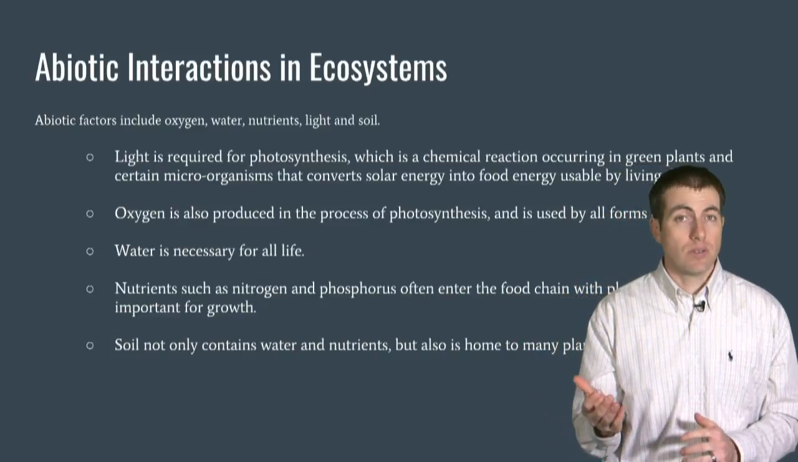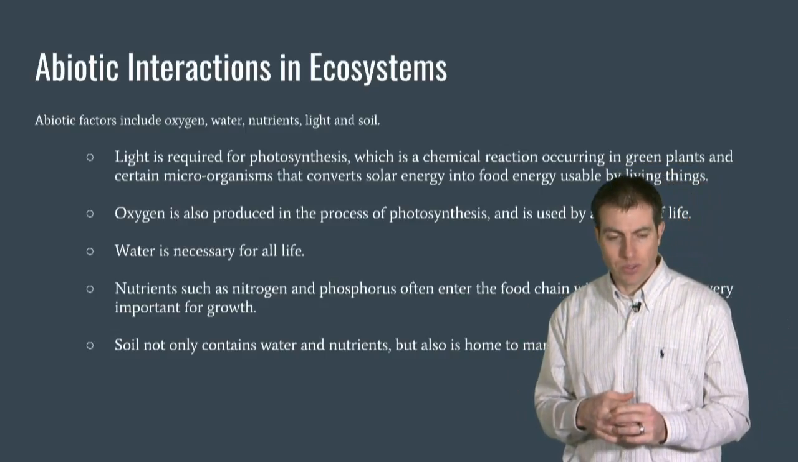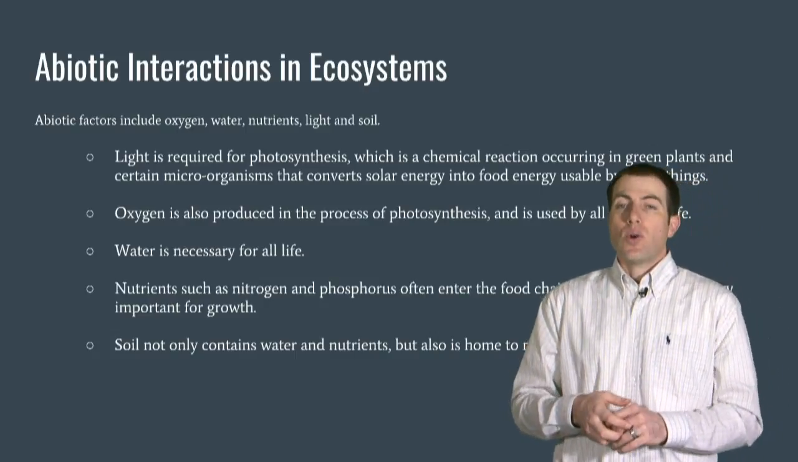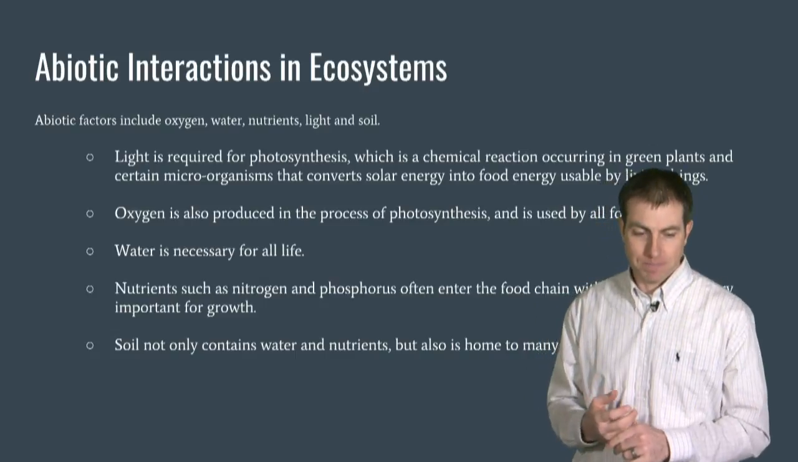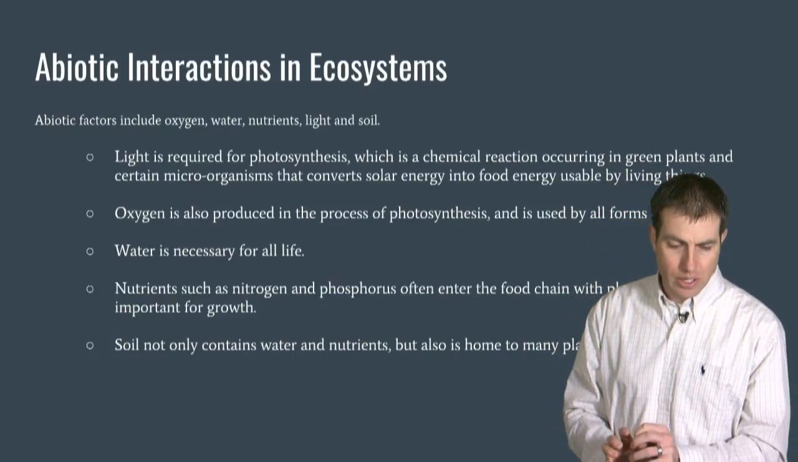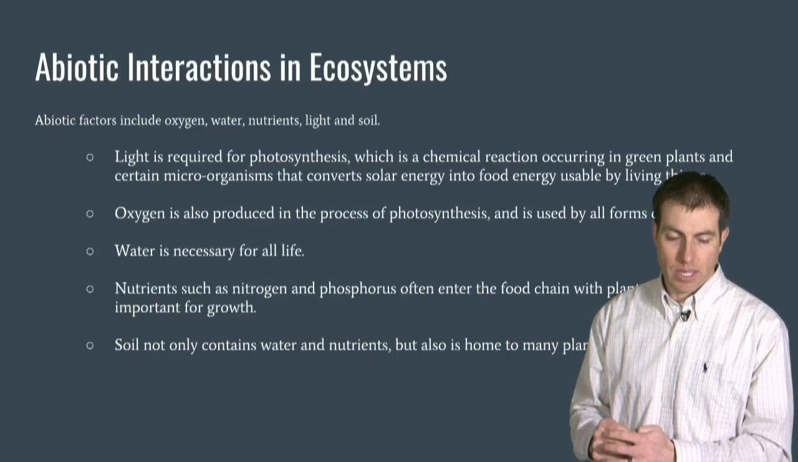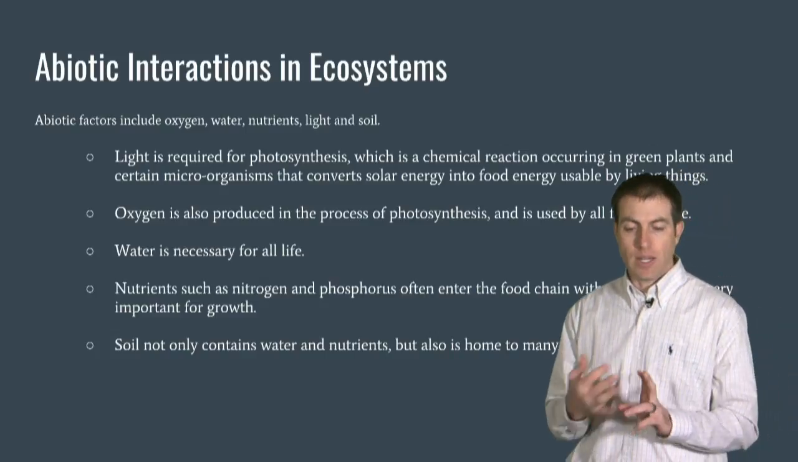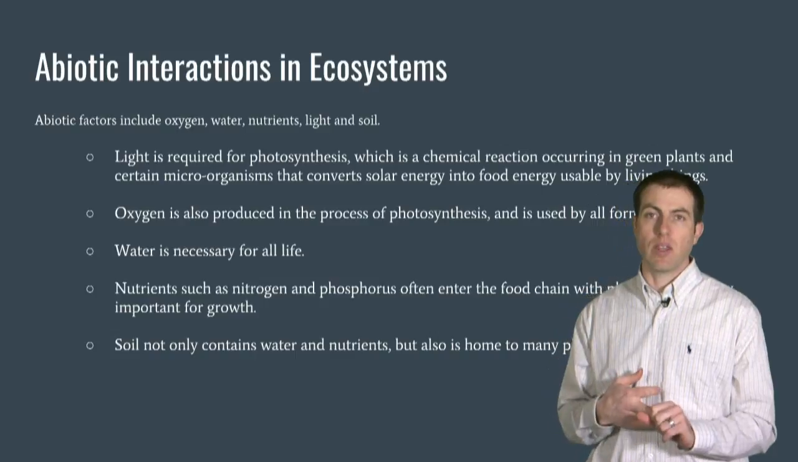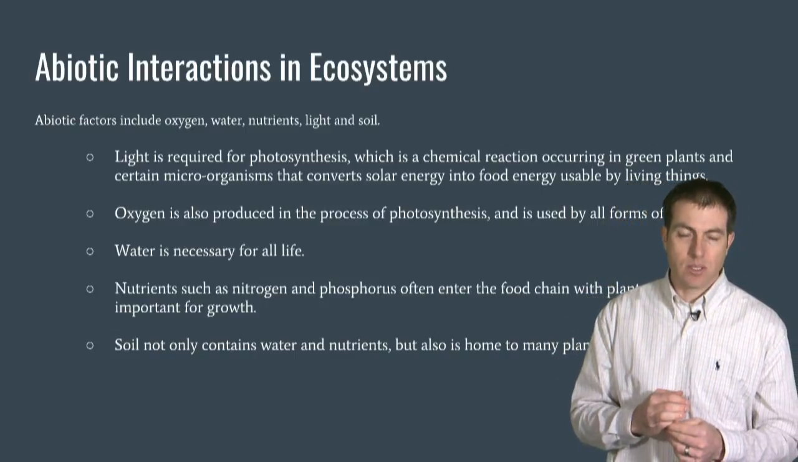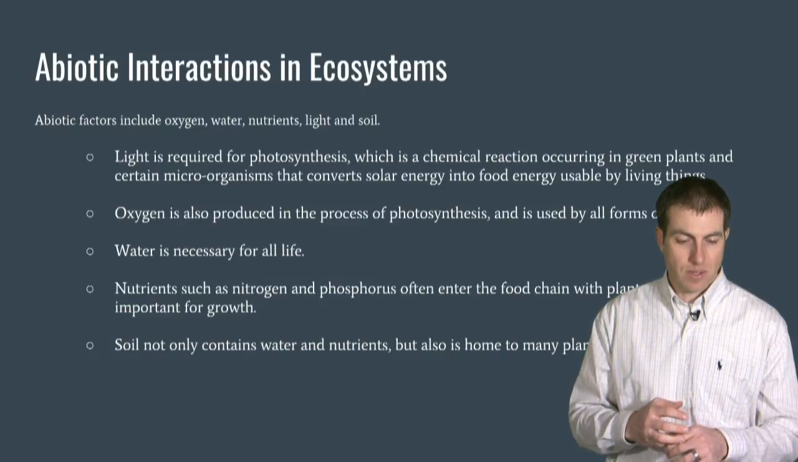Oxygen is produced when plants undergo photosynthesis, and we need oxygen. Taste that oxygen, it's great. Nice fresh air. Water is necessary for all life on our planet. We need water. Nutrients, we didn't talk about too much, but nitrogen, phosphorus, carbon dioxide, oxygen, these are kind of the big ones that plants need to survive. Without nitrogen, phosphorus, plants don't survive.